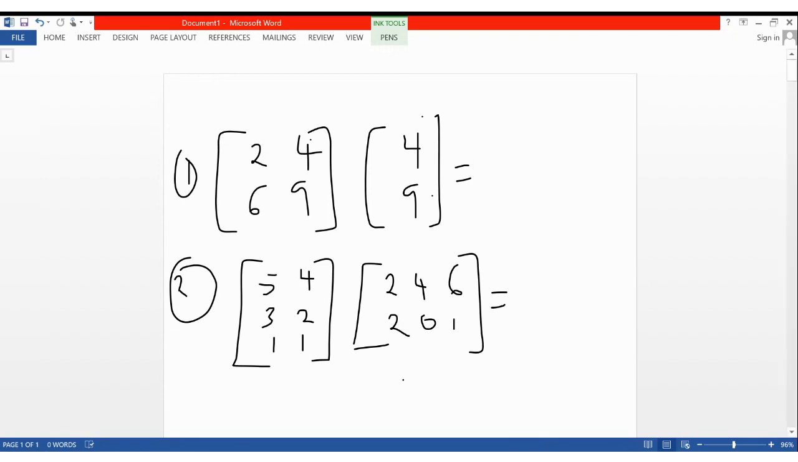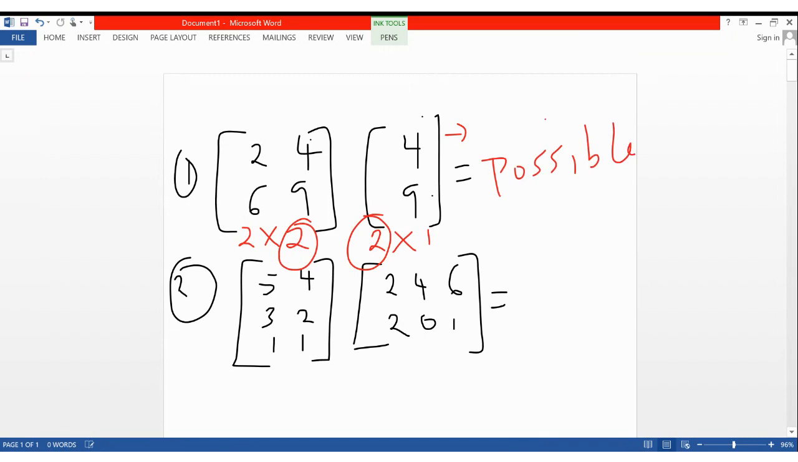So the first one, it is very easy. Just go with the order. This one is a 2 by 2 matrix. This one here, the number of rows, how many? 2. And the number of columns is only 1. The one in the middle that I've circled, they are identical. So this one is possible to multiply. Bran, have you seen? Yes, I've seen. The number of columns and the number of rows are identical, so we should expect a 2x1 matrix as the final answer.